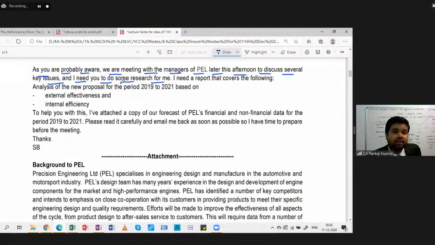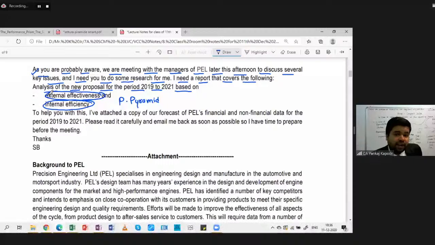So it's the partner of the firm, not you. The partner of the firm is expecting that you'll do some homework for him. I need a report that covers the following analysis of the new proposal for the period 2019 to 2021 based upon external effectiveness and internal efficiency. The moment you read these two words, the model which comes to your mind is what? That is the performance pyramid.